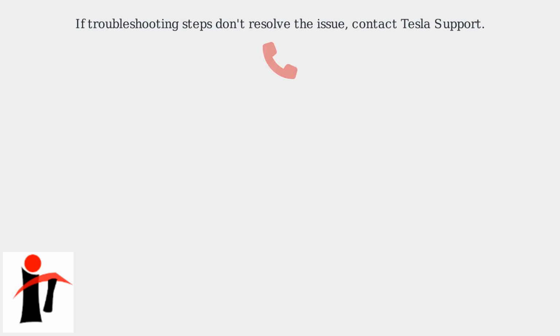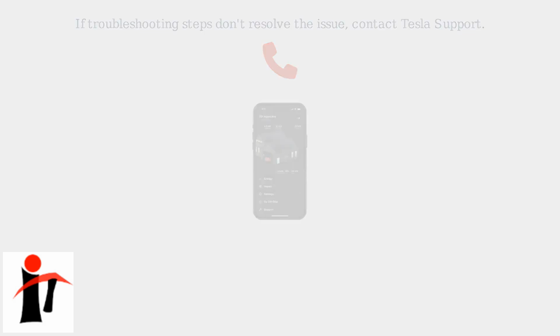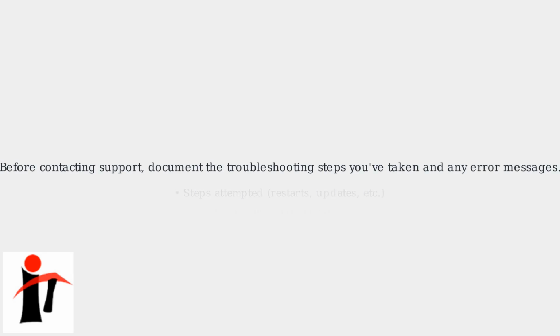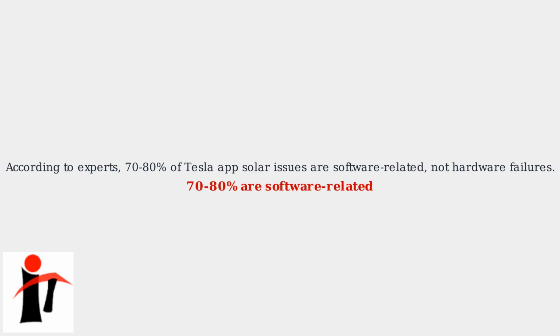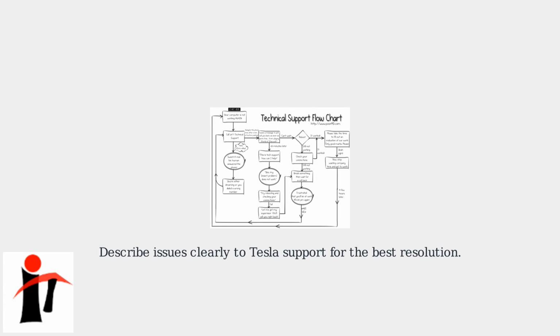If you've tried all troubleshooting steps and the solar data issue in your Tesla Energy app still persists, it's time to contact Tesla support. Before reaching out, document all the steps you've already tried, including any error messages you've encountered. This helps support provide faster assistance. Remember that according to experts, 70 to 80% of Tesla app solar issues are software-related, not hardware failures. When contacting Tesla support, describe your issues clearly, including all the details you've documented. This flowchart illustrates the typical support process.